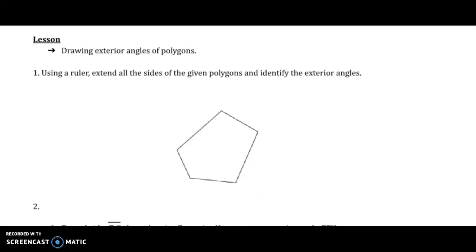This is Unit 2, Lesson 4. This is the lesson portion. So before we dive into applying the exterior angle theorem and seeing exactly why it exists and why it works, let's practice drawing some exterior angles of the polygon.